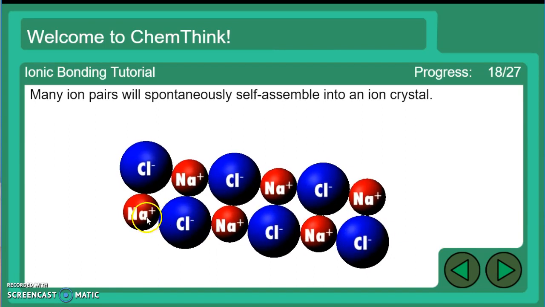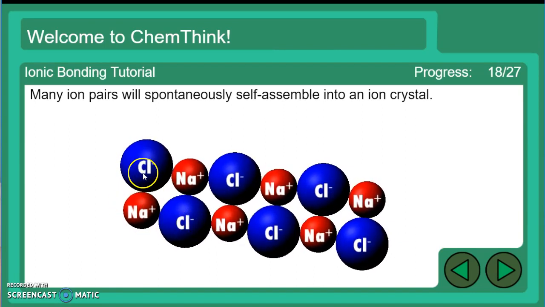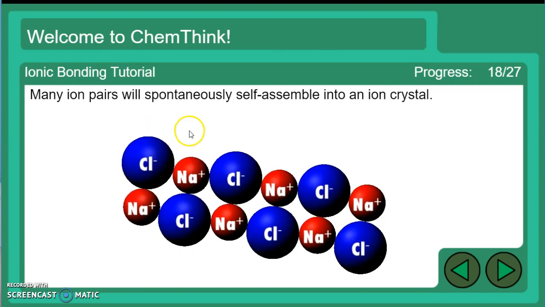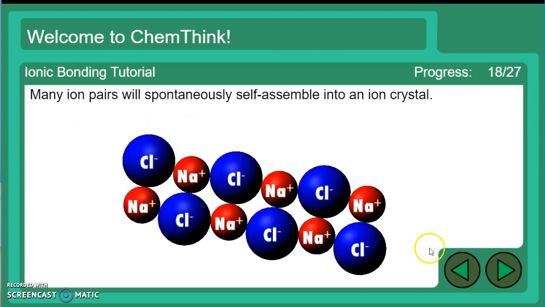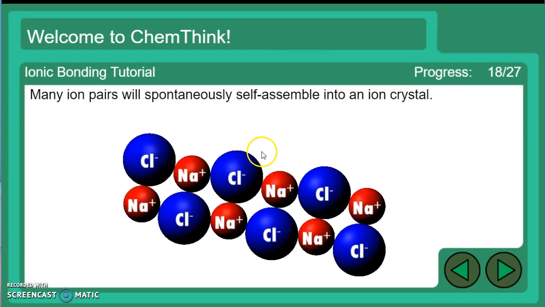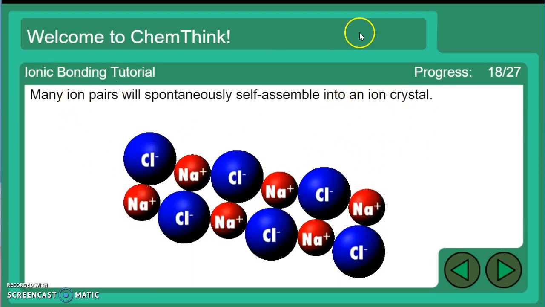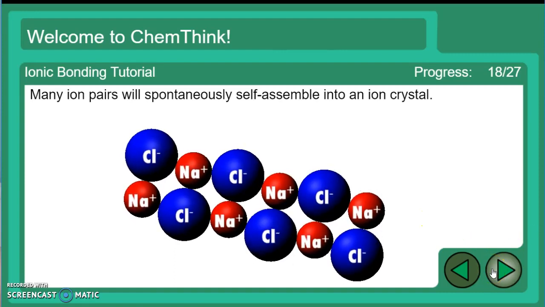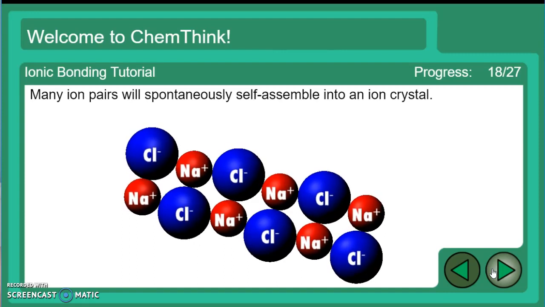The positive will be surrounded by the negatives because they attract, and the negative is surrounded by the positives. So that's the ionic crystal that is going to be created. This three-dimensional crystal shape is going to be created. We'll look at salt and what it looks like under the microscope, so we can see what this kind of compound looks like.